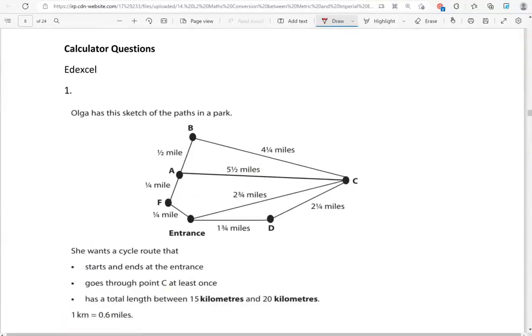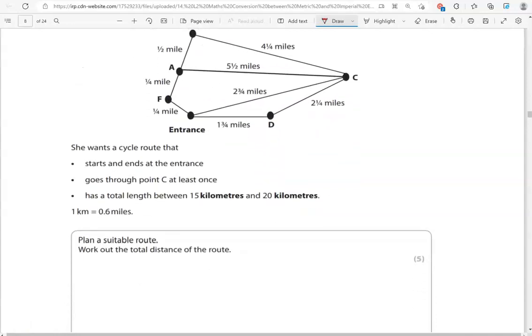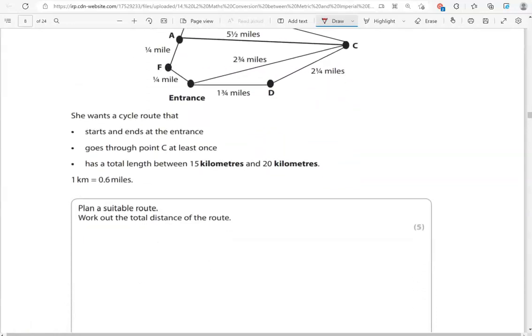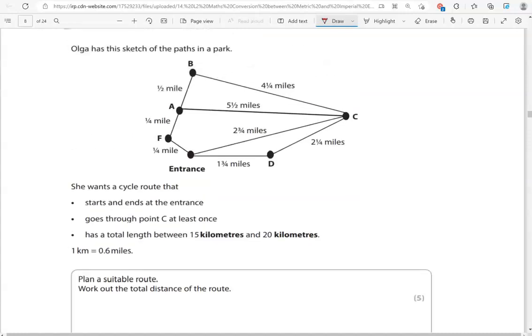Now we move into the calculator questions. Olga has this sketch of the paths in a park. She wants a cycle route that starts and ends at the entrance, goes through point C at least once, has a total length between 15 kilometers and 20 kilometers. 1 kilometer is equal to 0.6 miles. Plan a suitable route. Work out the total distance of the route.